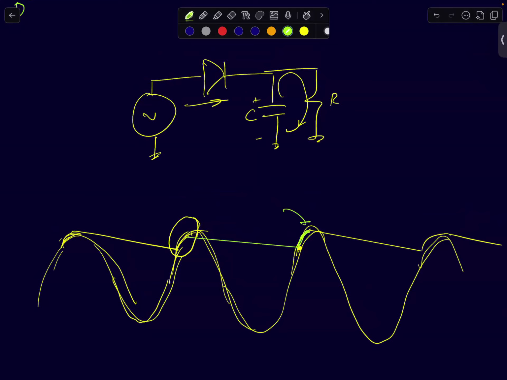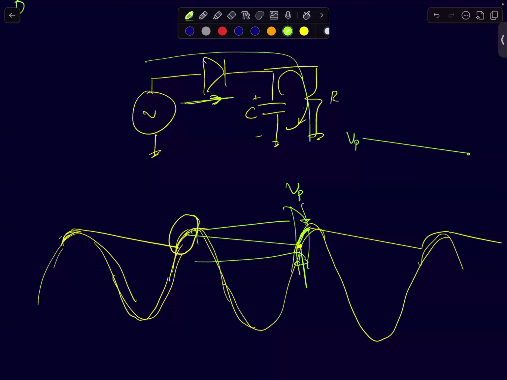See, it started off from VP volts. Its voltage slowly dripped because of the resistor. Then at this point, your output voltage becomes smaller than the input voltage, and immediately the diode starts conducting and the input starts charging the capacitor. Remember, the input is also providing some current to the resistor, because the resistor is an instantaneous element. The moment any voltage appears across it, it will draw some current. So it is constantly drawing some current.